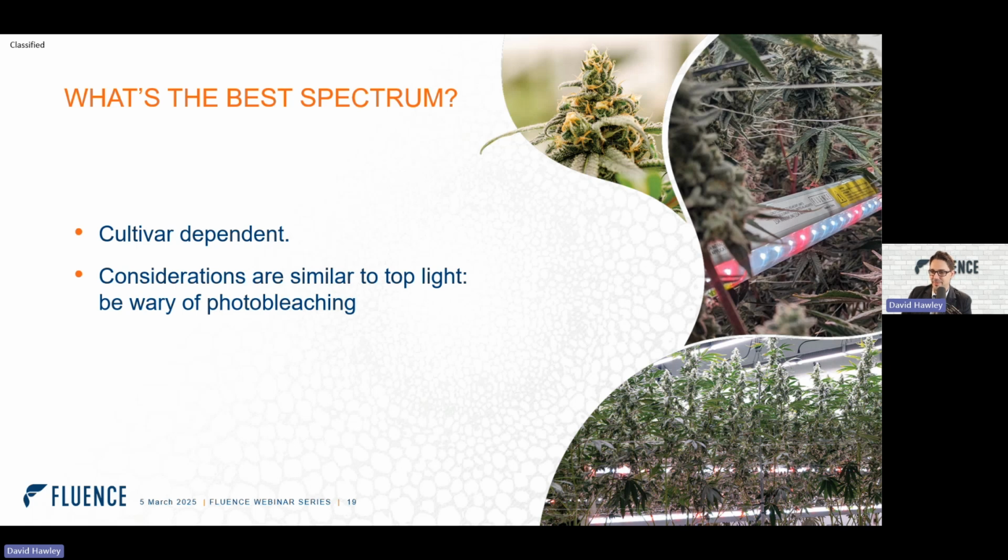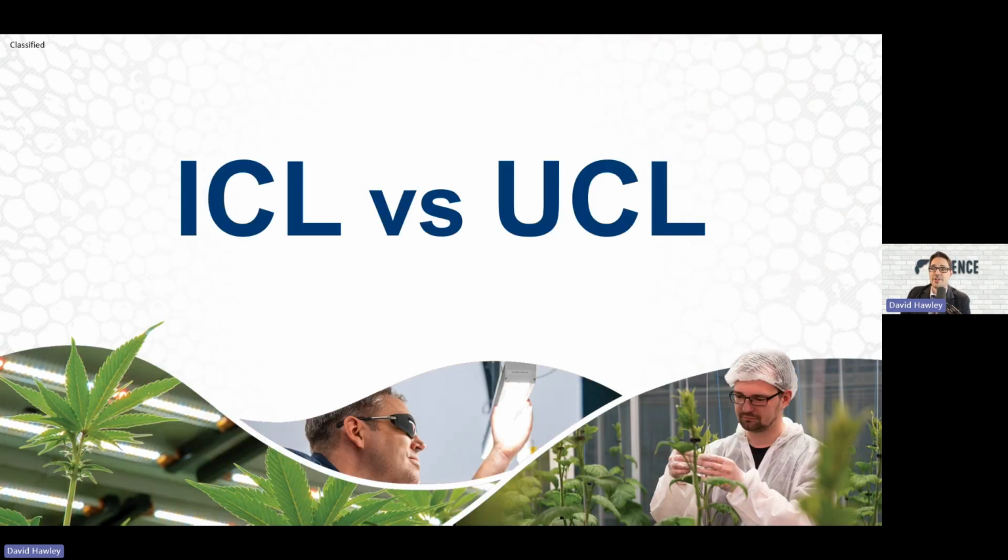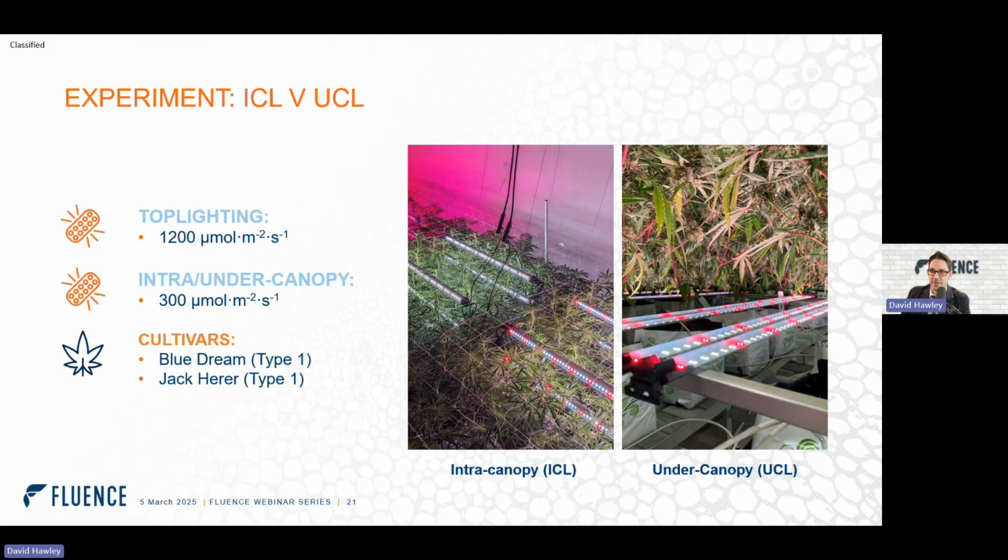So that was spectrum. Now, intercanopy versus undercanopy, or subcanopy, whatever you'd like to call it. It means the same thing. It just means you're sticking your lights below the crop, pointing up. What's better? Well, here we've done a study. Once again, we had 1,200 micromoles of top light and the equivalent of 300 micromoles per meter square per second of intercanopy or subcanopy light.